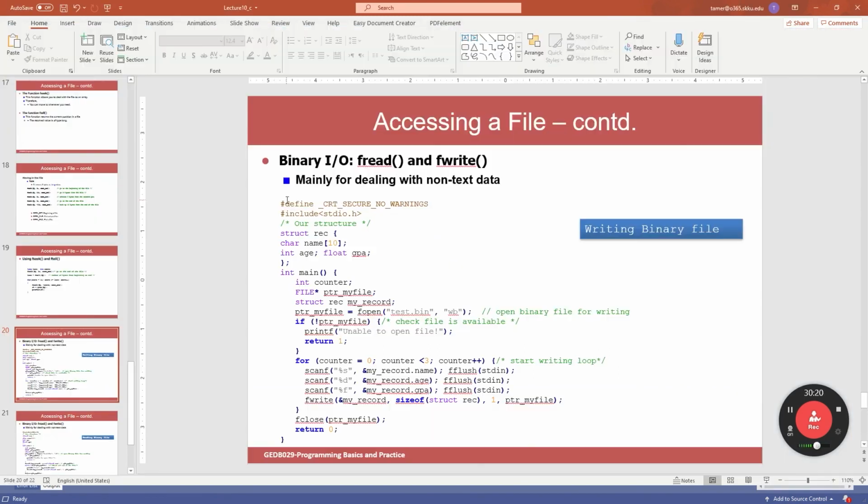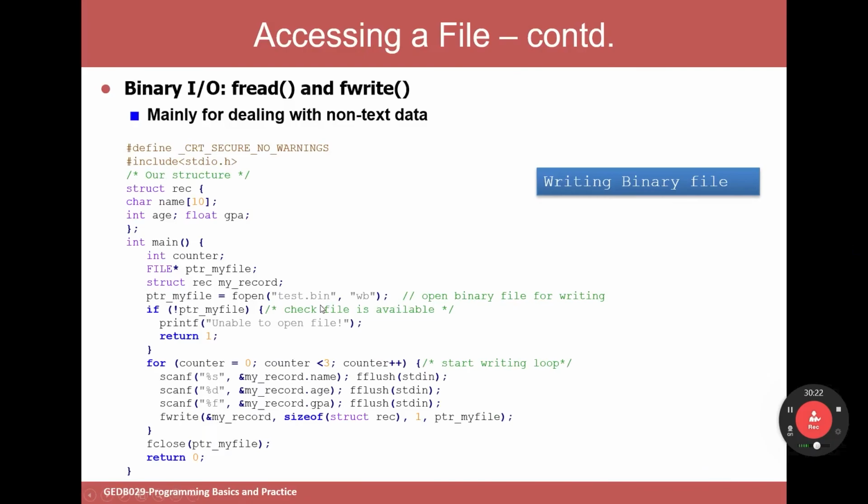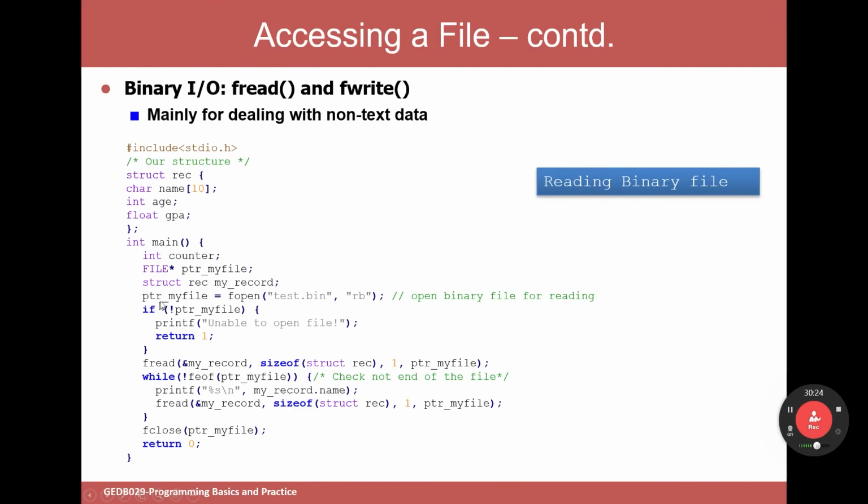How can we read from the file? To read from the file, this is the reading. You will do the exact same thing. You have a pointer to the file, and then you create an object of the structure, because you will read the contents from the file and put them inside this variable, my record. Then I open the file, exactly the same, but now in reading mode, reading binary. Check the file is open correctly without any problem, and then start fread.